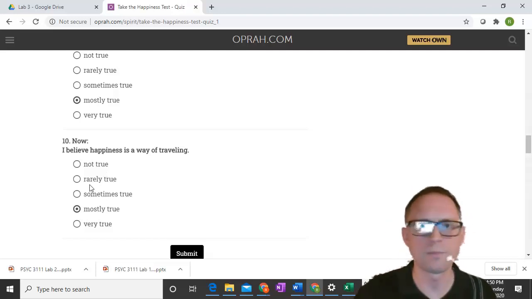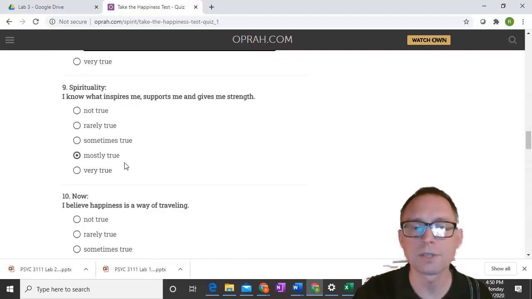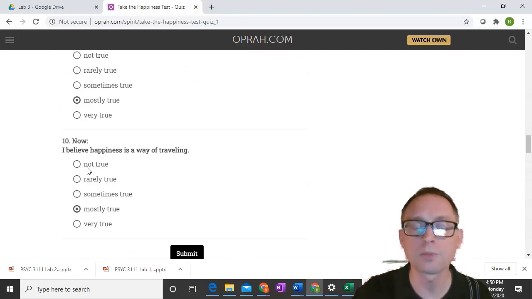Don't say that, because the scale is all the items that measure the same concept, right? All 10 of these items measure happiness. That makes up the scale. The response scale or the response format, that's the not true to very true. Okay? Don't mix those up.